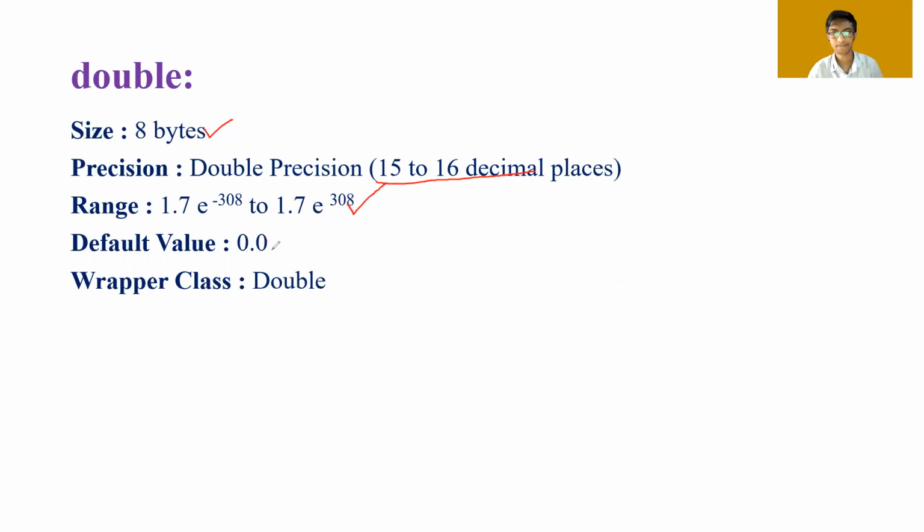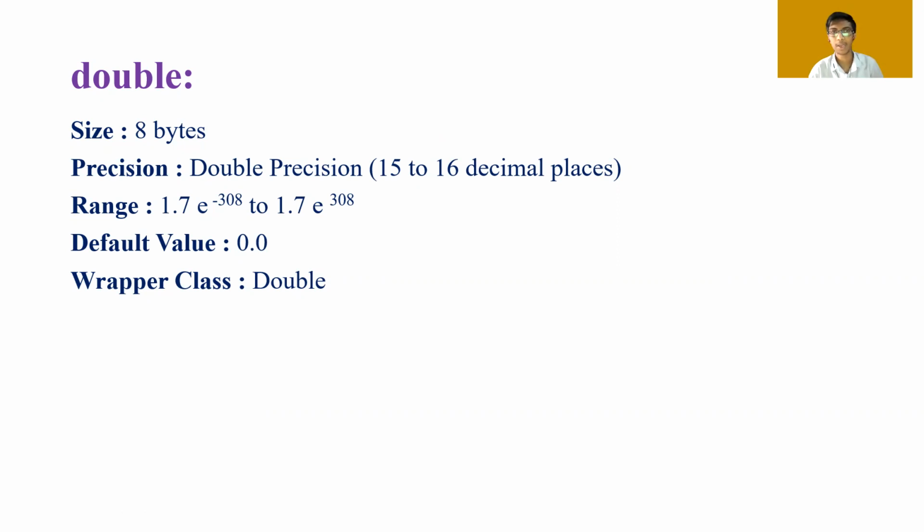And see here, the default value is 0.0, and the wrapper class support is Double. By taking the support of the Double class, you can perform some operations like type conversions, or if you want to do something, you can do that. Okay, the wrapper class support will be there, and because of that only, Java is said to be a pure object oriented programming language.